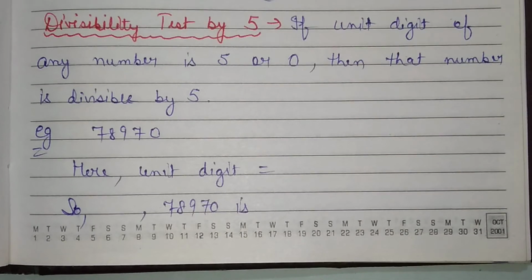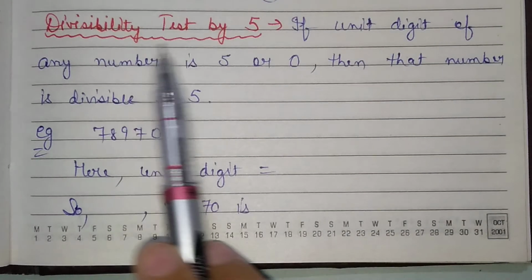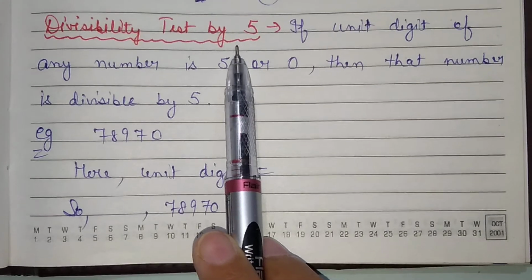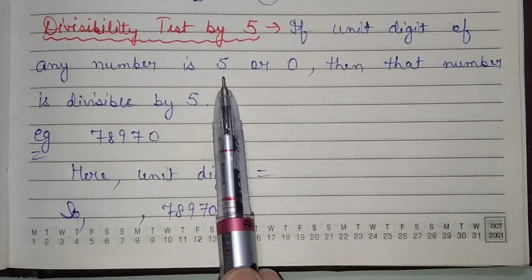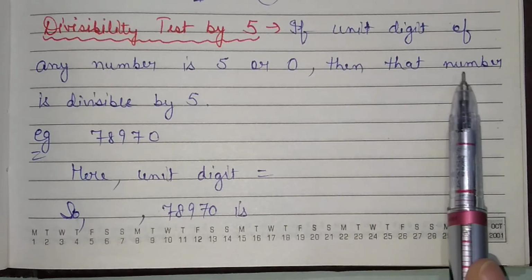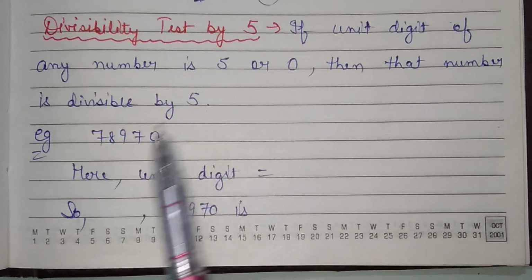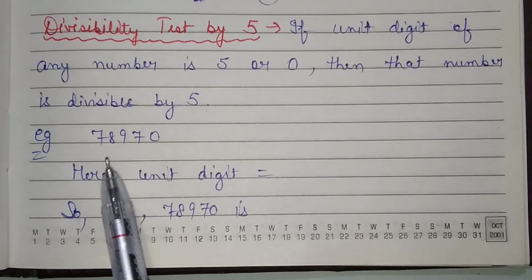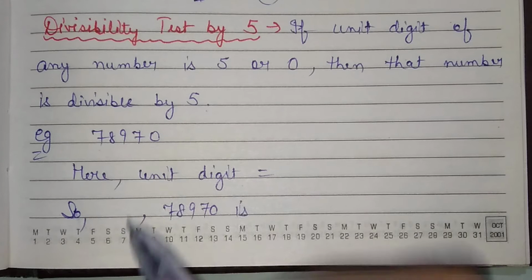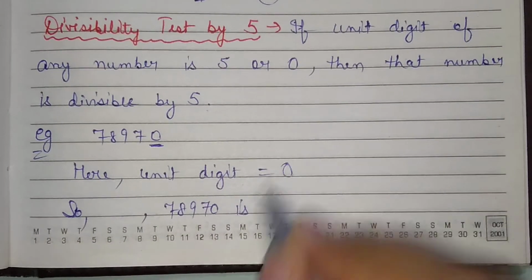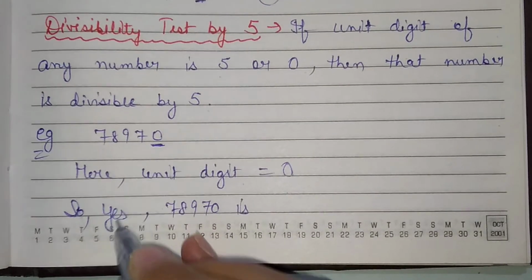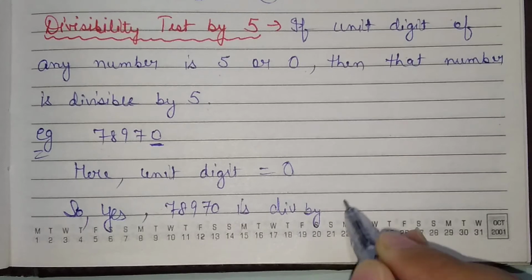After understanding divisibility by 2, we shall understand how to check divisibility by 5. Again, the method will be the same, but there will be a difference between the numbers. If the unit digit of any number is 5 or 0, here we have to see only 5 or 0, then that number is divisible by 5. Example I have taken here, the number is 78970. What is the unit digit? Unit digit is the last digit, that is 0, and 0 is in the list, so I will say yes, this number is divisible by 5.